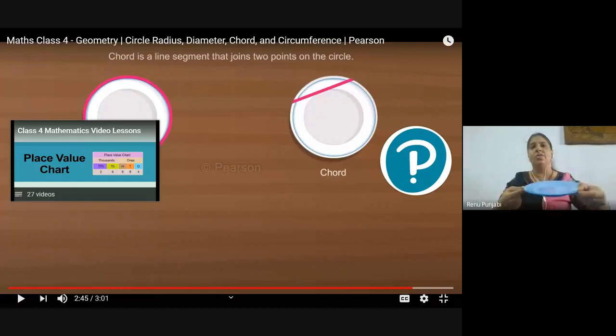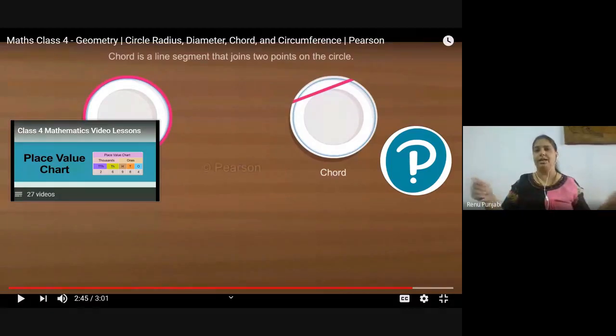Any one chord, measure it and write the answer in centimeters, because you are measuring in centimeters right now. Your plate is not so big that the measurement will come in meters. Am I clear to everyone? Please write the answer in the chat box and in your notebook also.